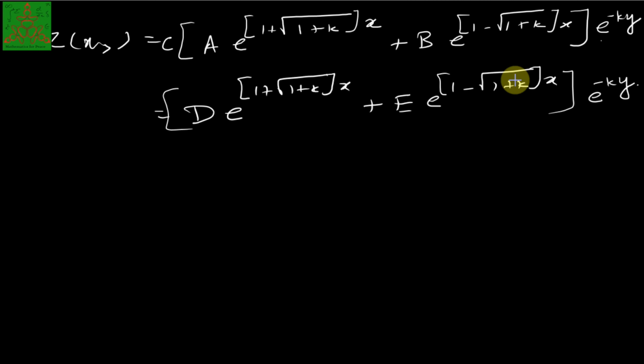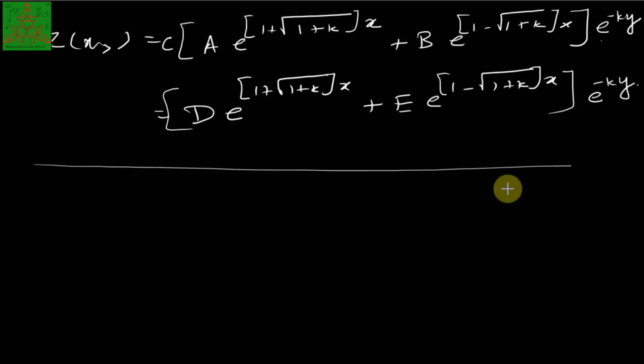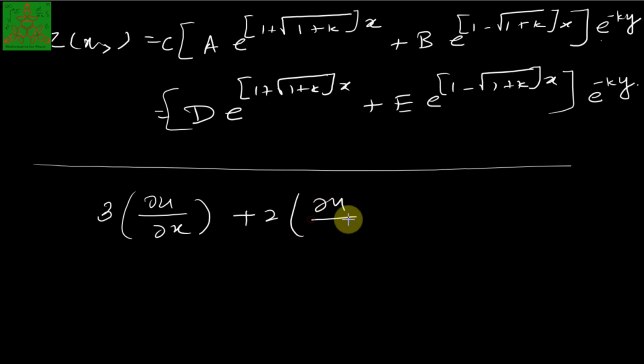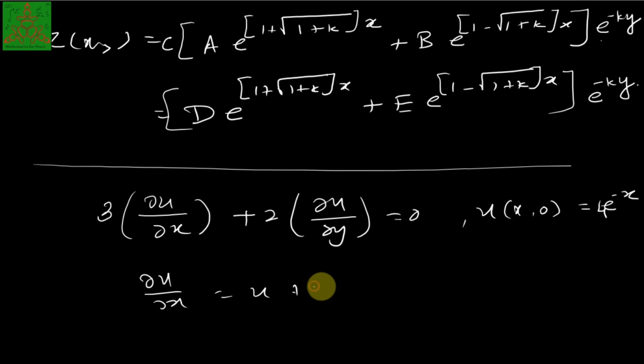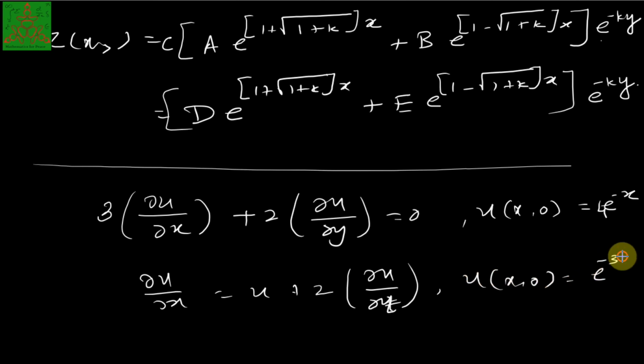I will give some examples for your practice. You can try to solve these problems on your own. That is 3 into du by dx plus 2 into du by dy is equal to 0, where the boundary condition is u of x0 is 4 times e power minus x. And you can solve this equation also, that is del u by del x is equal to u plus 2 times del u by del t, with the given condition u of x0 is equal to e power minus 3x into 6. So this is problem number 1 and problem 2. You can try these problems on your own.